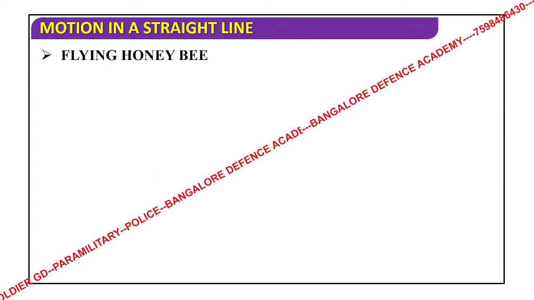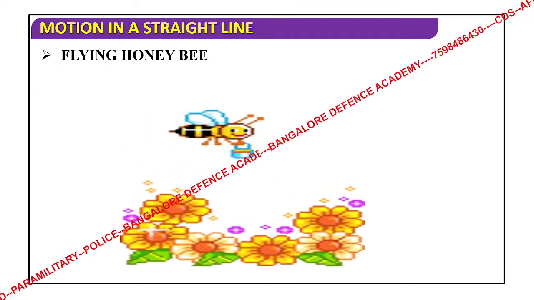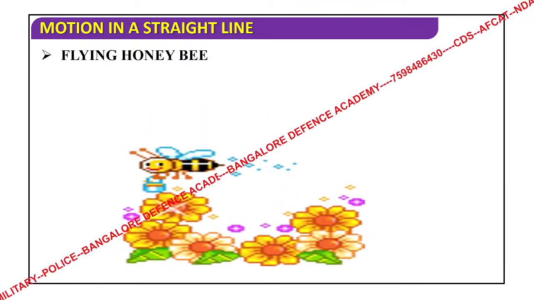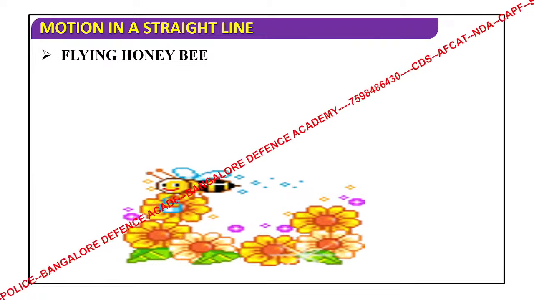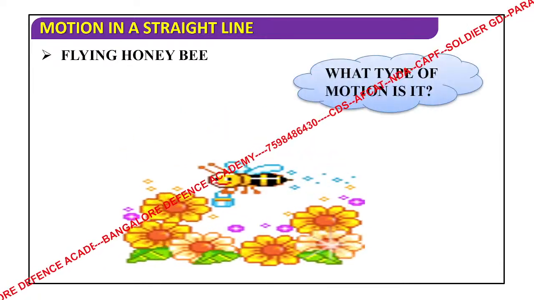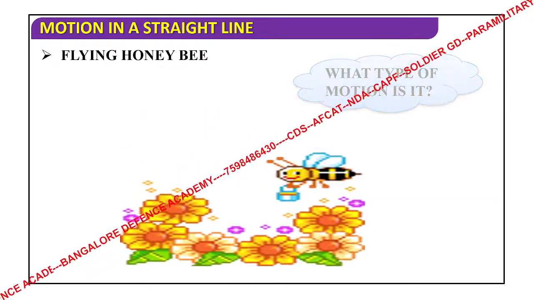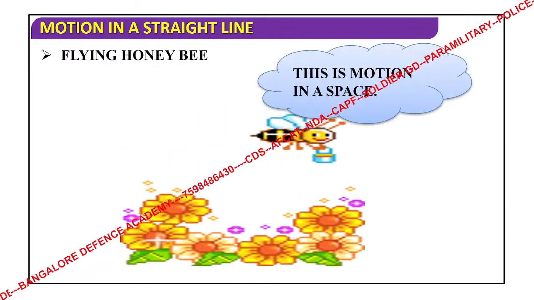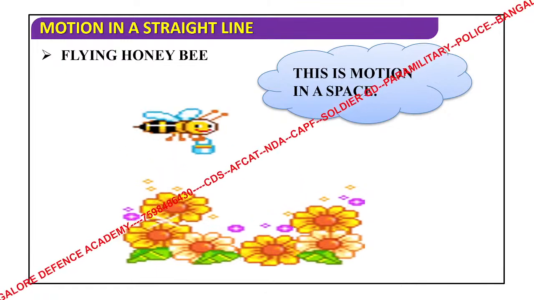Flying honeybee. So here you have a honeybee which is flying. We have seen the motion in straight line, motion in plane. Now we are left with one more motion. Can you tell me what is this? What kind of motion is this? Yes, this is motion in space. Okay, this is motion in space.